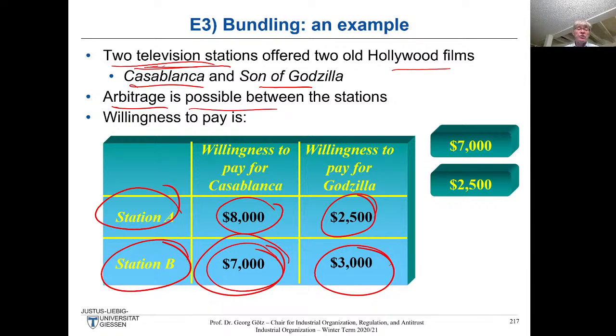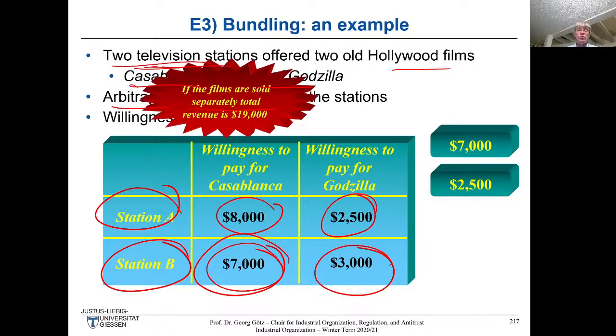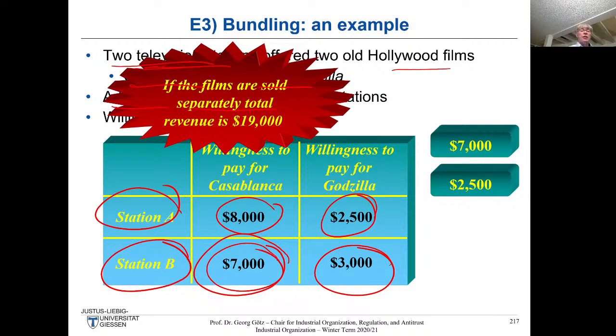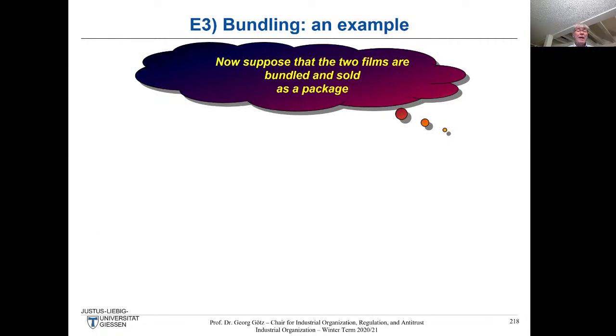Of course, then you sell 2 units of each, so 2 times 7,000 and 2 times 2,500 gives you a total of 19,000, given the marginal cost of 0. This is pretty much your operating profit here. The question is then, could you do better if you bundle these 2 films?